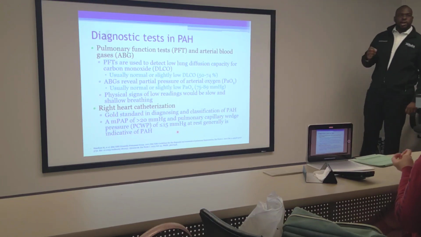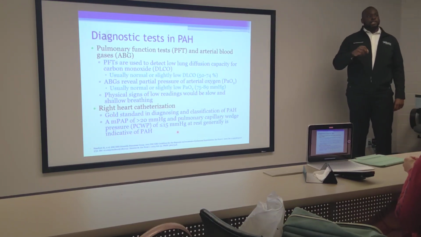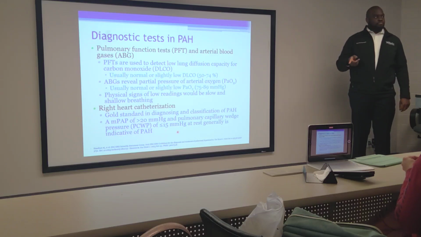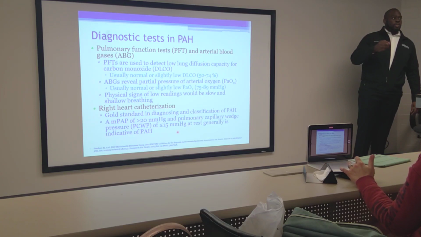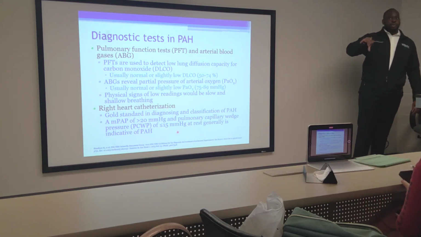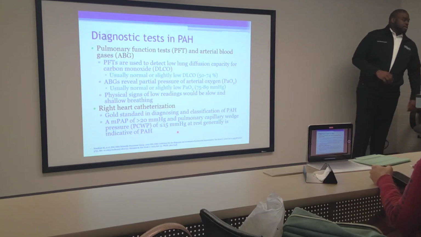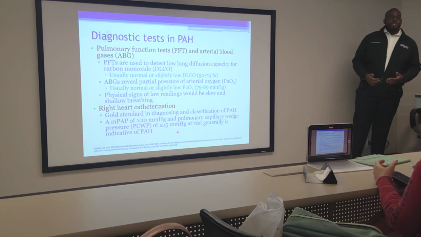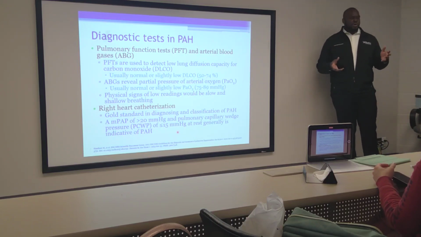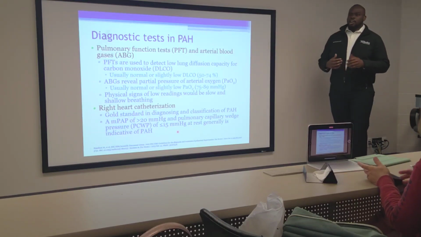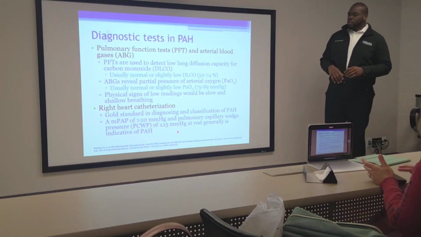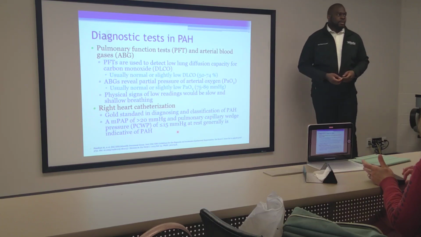DLCO is measuring how much oxygen the lungs are able to transfer into the blood, so the higher the better. That means your lungs are able to deliver oxygen to the bloodstream, which carries oxygen to the rest of the organs in the body. For PAH, it's usually normal to slightly low, which is 50 to 74%. A normal DLCO is usually greater than 75.